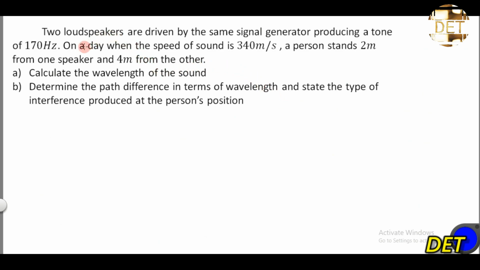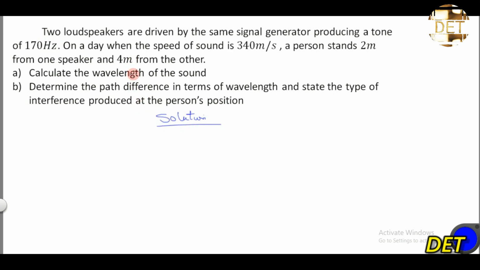The question is: two loudspeakers are driven by the same signal generator, producing a tone of 170 Hz, on a day when the speed of sound is 340 meters per second. A person stands 2 meters from one speaker and 4 meters from the other. A. Calculate the wavelength of the sound. B. Determine the path difference in terms of wavelength, and state the types of interference produced at the person's position. So that's a very simple question as well. Let's get into it.